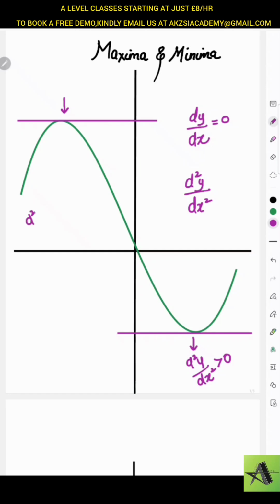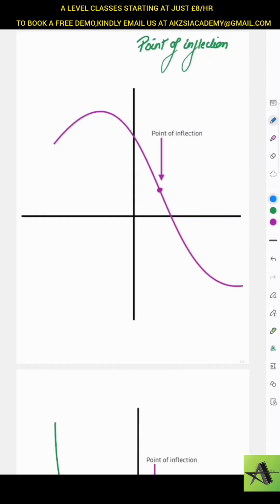Whereas if the second derivative is negative, or smaller than 0, this shape indicates concave down, and this concave down will definitely give you a maximum point. So for the maximum point, the condition is d2y over dx2 should be less than 0, whereas for minimum it has to be greater than 0. So when we find the double derivative, if it's less than 0 it's maxima, if it's greater than 0 it's minima.